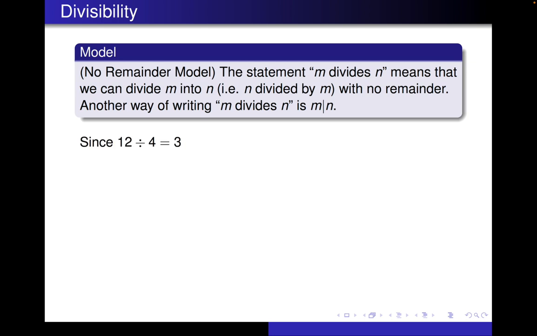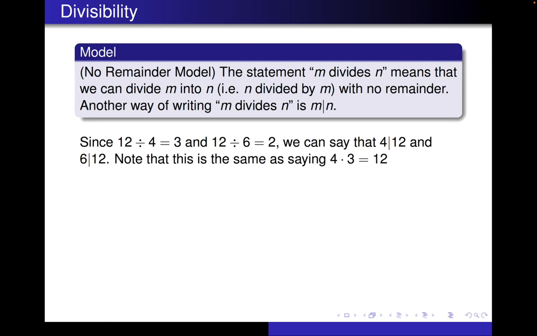So for instance, we have 12 divided by 4 is equal to 3 with no remainder. We also have 12 divided by 6 is equal to 2 with no remainder. And that tells us that 4 divides 12, since 12 divided by 4 is 3, and 6 divides 12 as well, because 12 divided by 6 is equal to 2, which is a whole number.